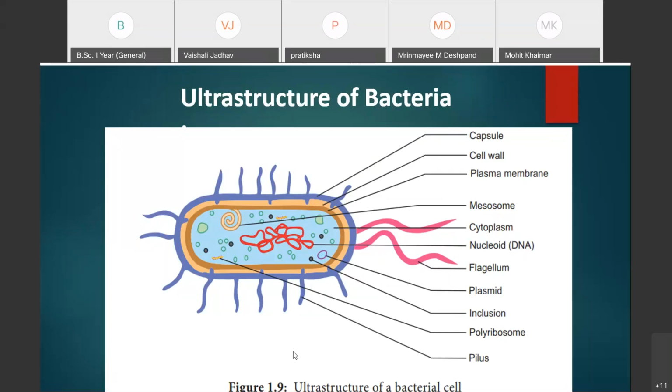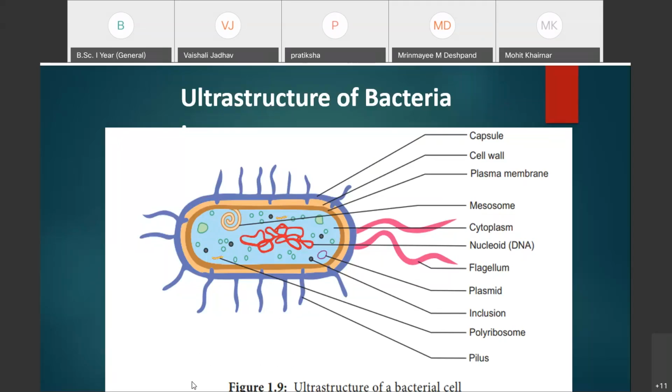Then some types of plasmids are responsible for tumor induction in plants. These are responsible for the formation of tumors in plants, and that's why such types of plasmids are called tumor inducing plasmids.